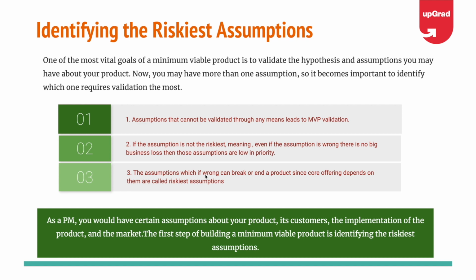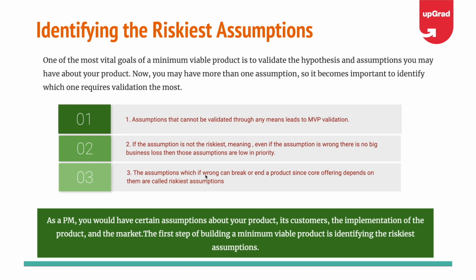So it becomes important to identify which one requires validation the most, because you cannot have too many hypotheses validated in a single MVP, right? It's a little complicated. So if I have to put it in points, assumptions that cannot be validated through any other means lead to MVP validation. If, let us say, you could have validated through a survey or some other way, or through existing data, then probably you don't have to build an MVP because you already have data to validate your assumption. But in cases where you cannot validate it that way, you always need to do MVP validation.